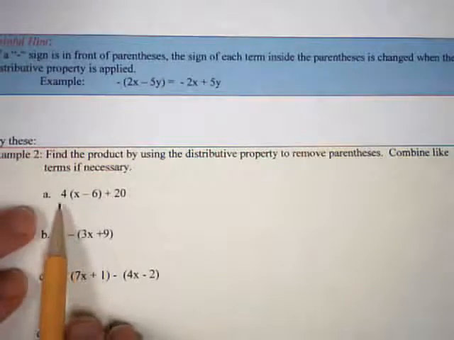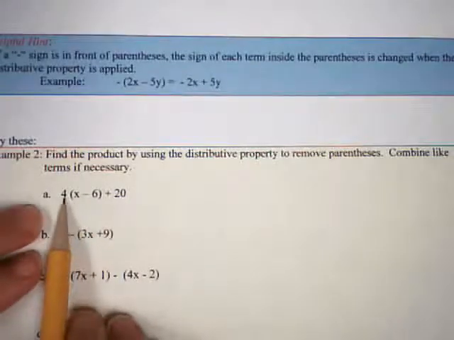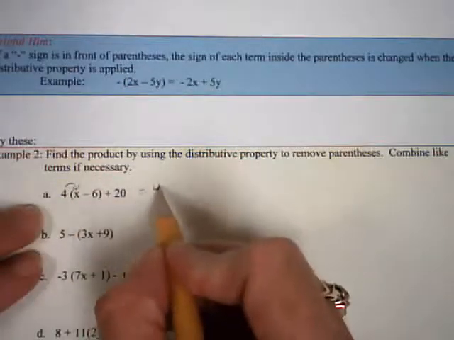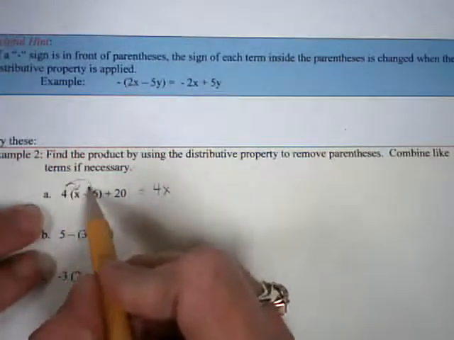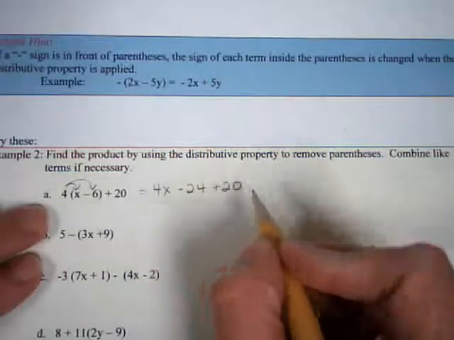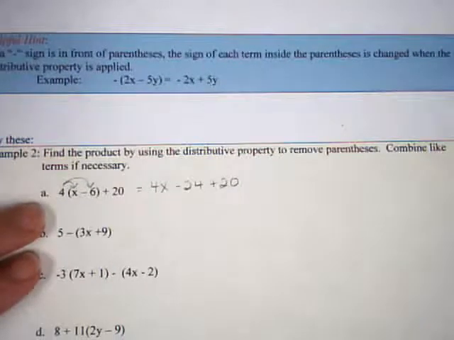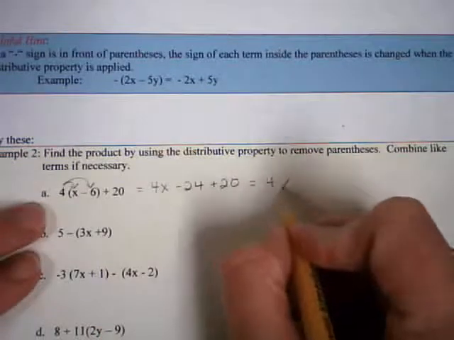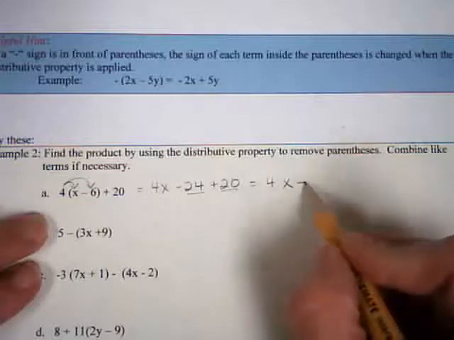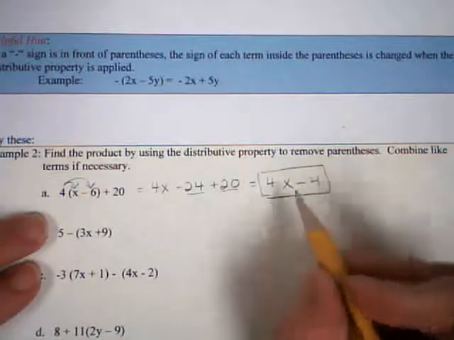On part A, 4 times (x minus 6) plus 20. Remember, we only distribute the number 4 times what's in the parentheses. So 4 times x would be 4x. 4 times negative 6 would be negative 24, and I bring down plus 20. Then I ask myself, do I have some like terms that I can put together? We only have one variable term, the 4x, but a negative 24 and a positive 20 combine to be a negative 4. Subtract, take the sign of the higher number. So my answer would be 4x minus 4.